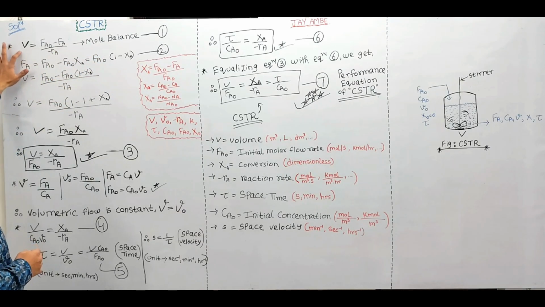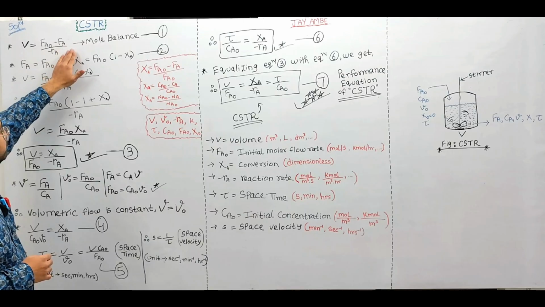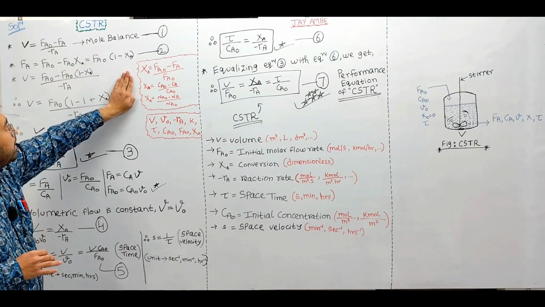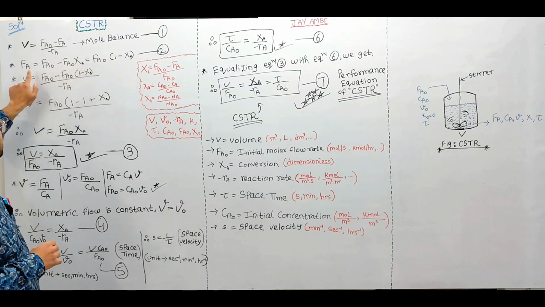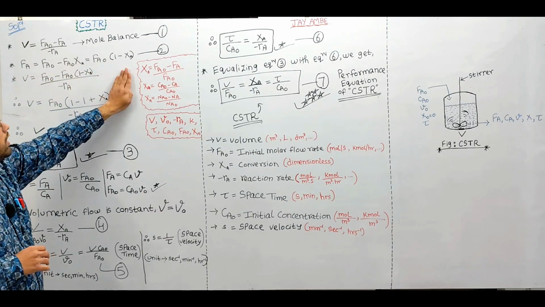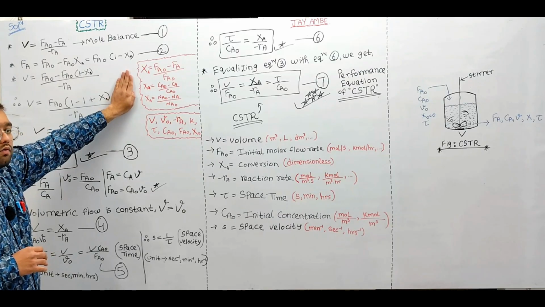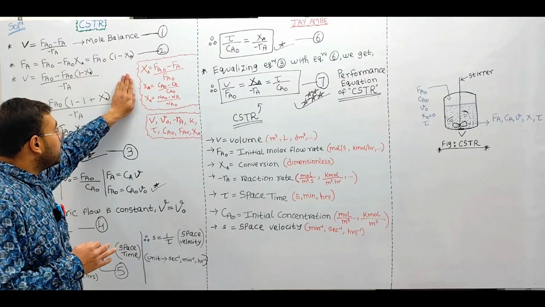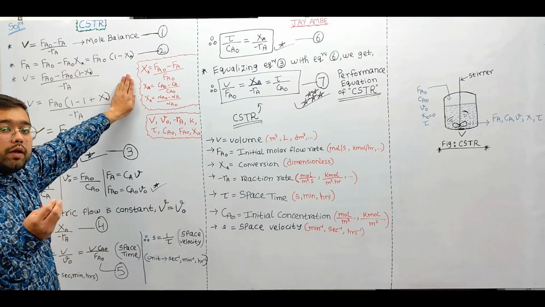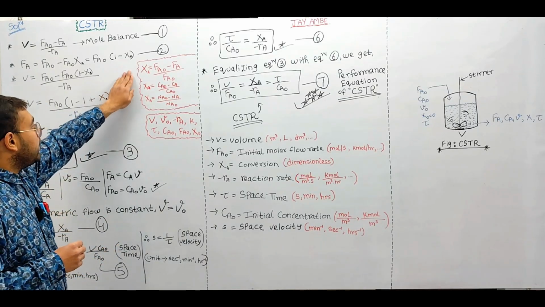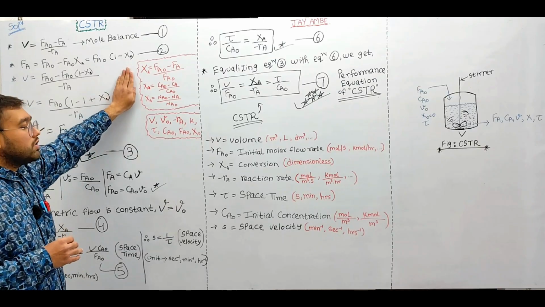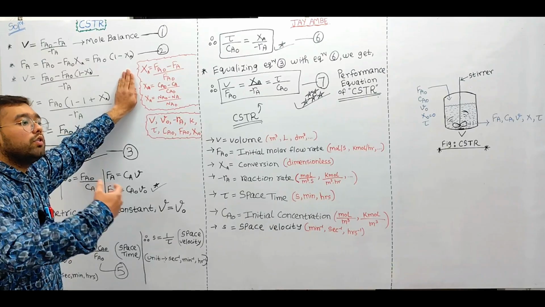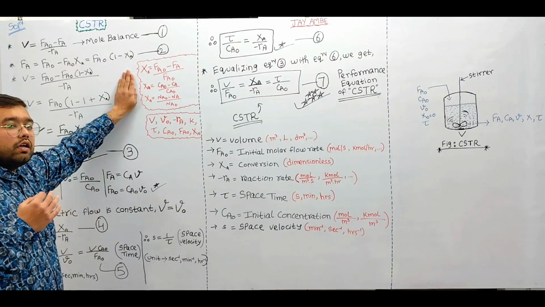Now by using the concept of conversion, we are going to derive equation 2, right? The concept of conversion I will explain in the next chapter, chapter number 2, but here I will explain it very briefly. Conversion means how much of the reactants has been converted into new products, right? It's called the conversion.